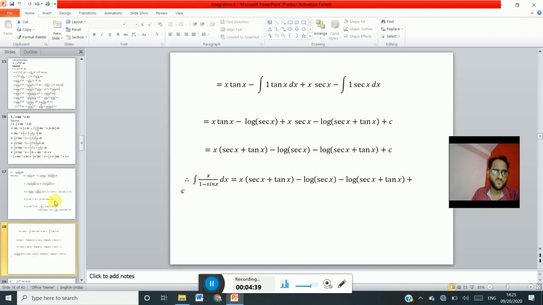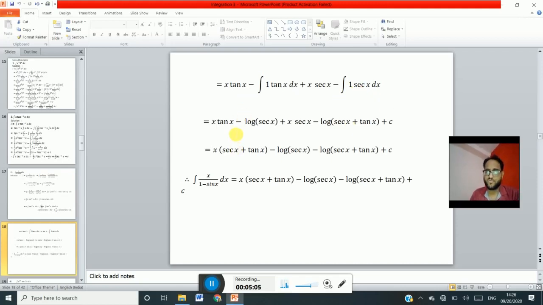Here see what we get then: x into integration of sec square, which is tan x, minus integration of the derivative of x, which is 1, and the integration of sec square, which is tan x, dx, plus similarly for the second term it is x and integration of sec into tan, that is sec x, minus integration of the derivative of x, which is 1, and the integration of sec into tan, again sec x, right?